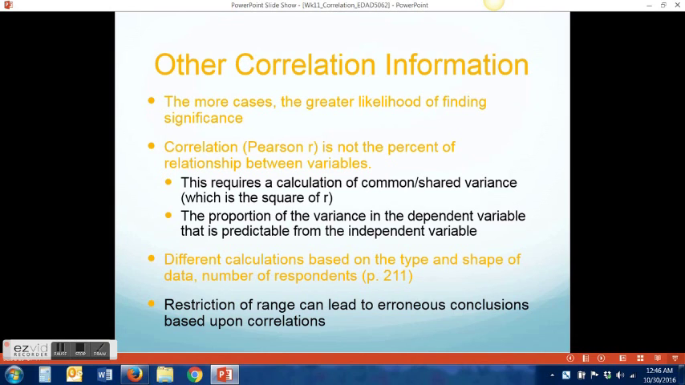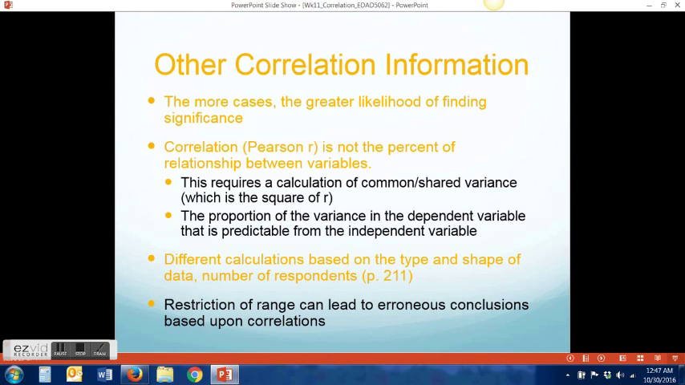One factor in correlation, just like with many other statistical analyses: the more cases you have, the greater the likelihood that you'll find statistical significance in your relationship. The other important thing to remember is that the correlation coefficient, if you're doing Pearson R or any other coefficient, the value of that coefficient is not the percentage that those two variables are related.